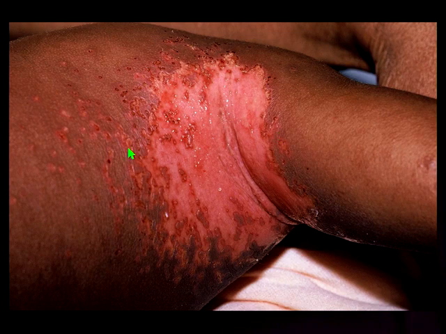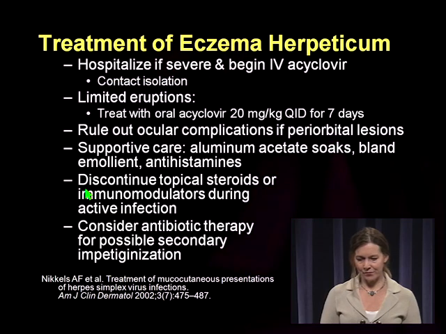The point with this picture is that sometimes you won't see the vesicles. These kids are extremely itchy. They may scratch them off. They may coalesce, and you may just see very, very large erosions. But if you look very carefully, you can still see the punctate nature of these lesions.